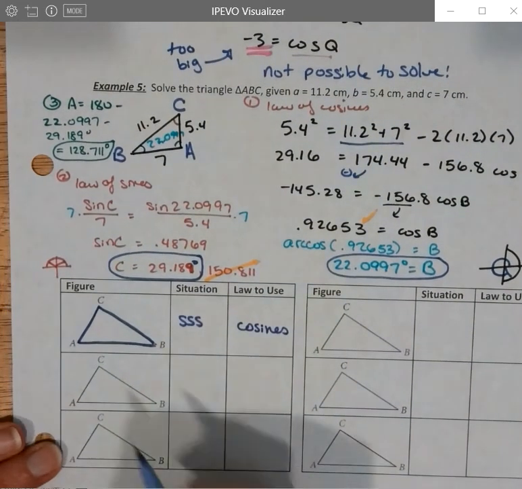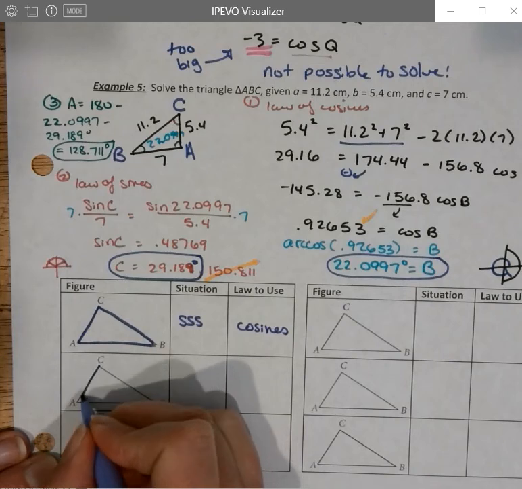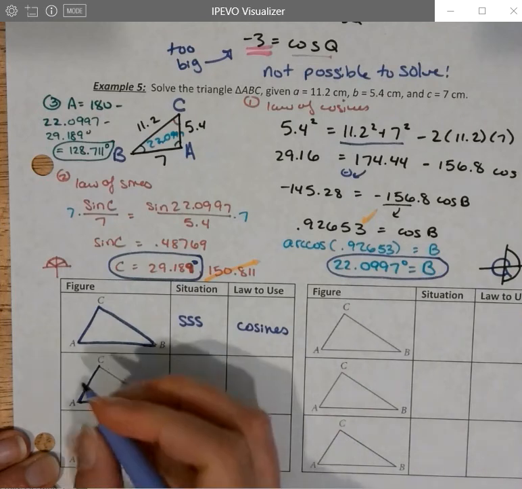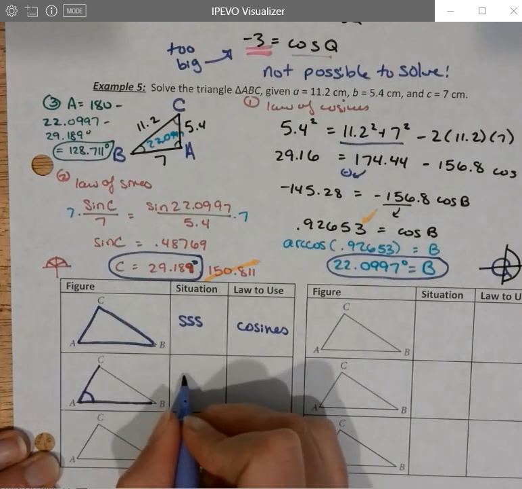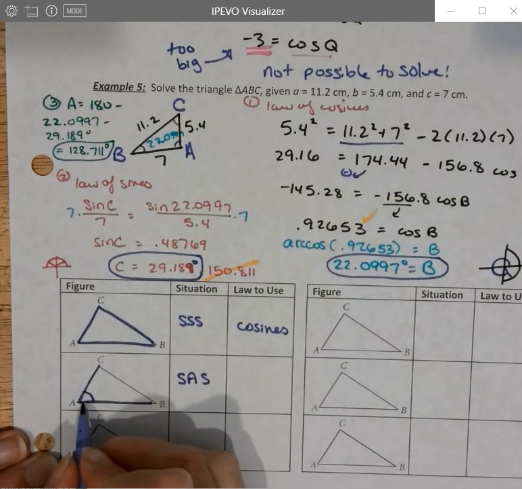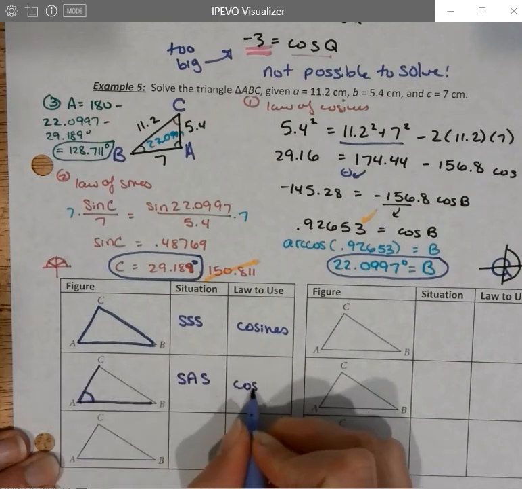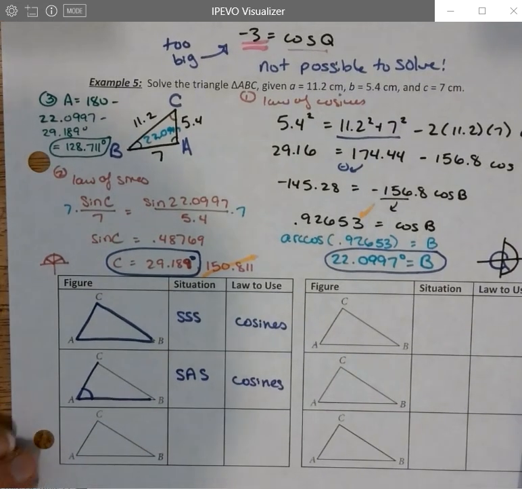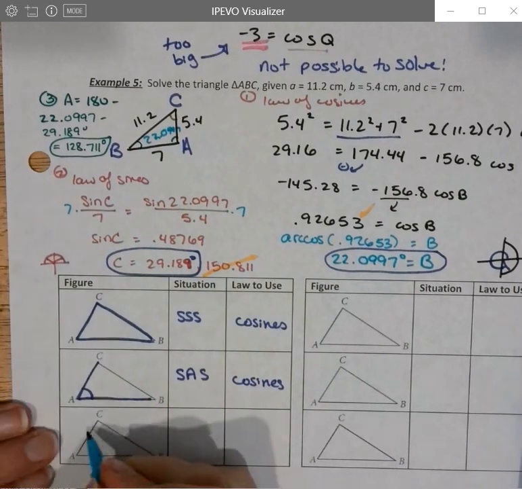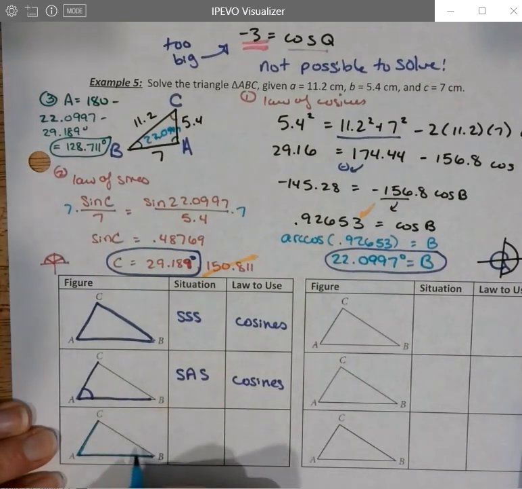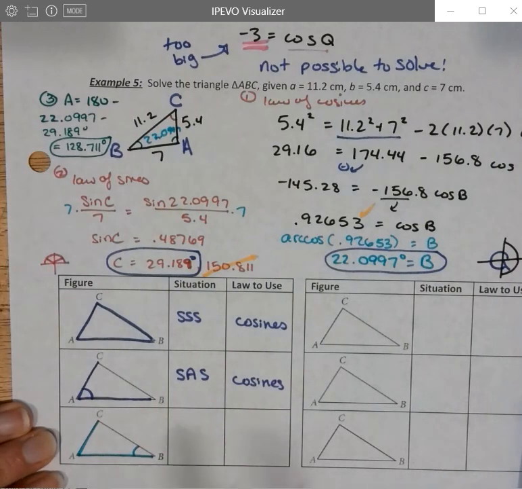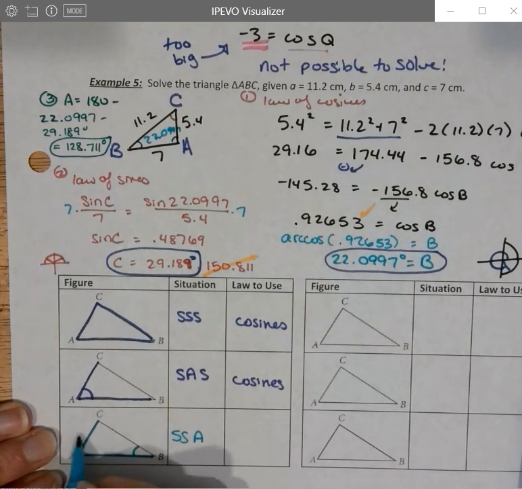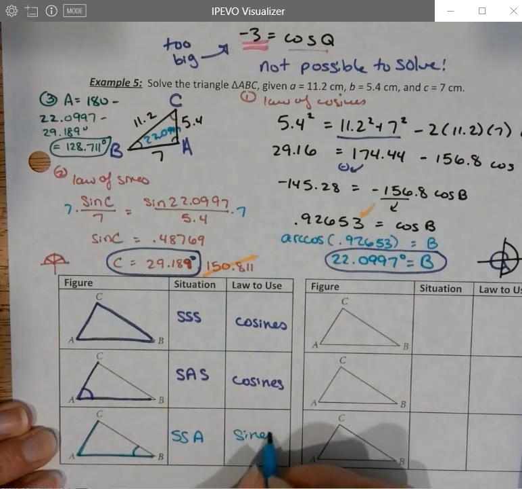Okay. If instead we had, let's see, 2 sides and the angle that was between them. So this would be side, angle, side. If I don't have a ratio of those, that's going to be cosines again. Okay. Other scenarios would be if I had 2 sides and an angle that was outside of them. So side, side, angle. And so this one, since I have a pair, this one would be law of sines.